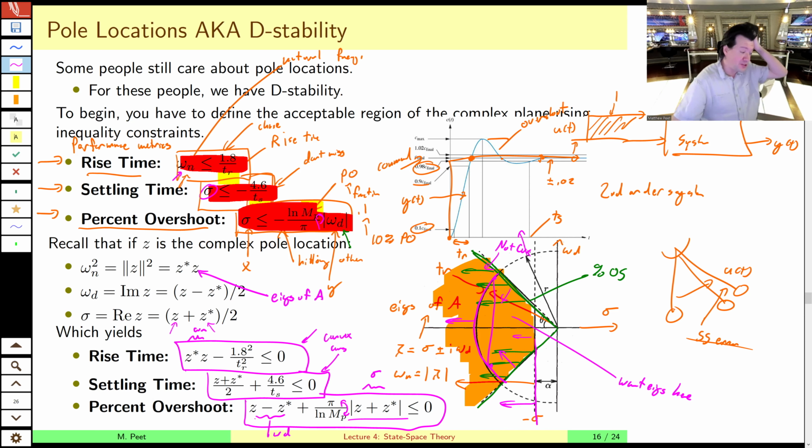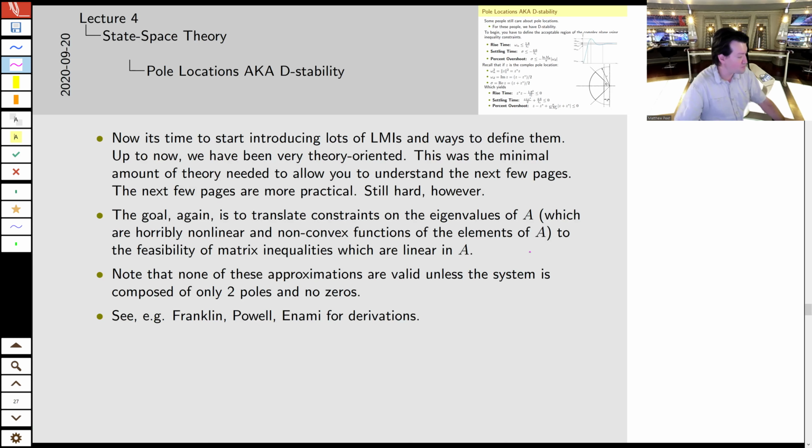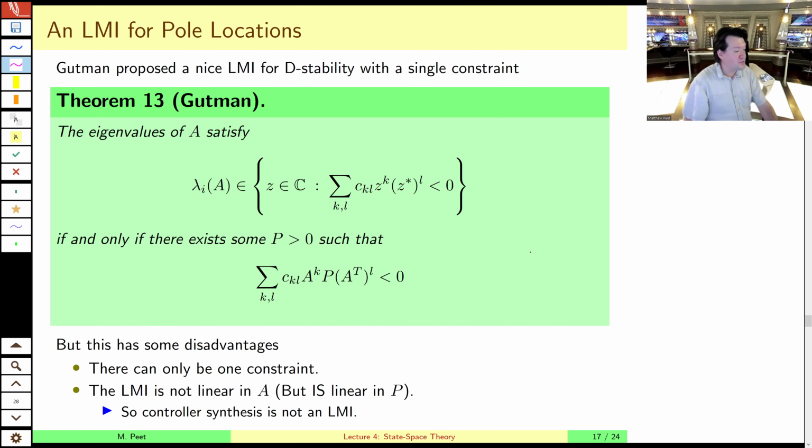So how do we enforce these constraints on the eigenvalues of a system? Because remember, the eigenvalues of a matrix are this horribly nonlinear, impossible to compute function of the elements of the matrix itself. So how are we going to enforce those types of constraints? Fortunately, we have some very nice, very powerful results, two of which we'll give.